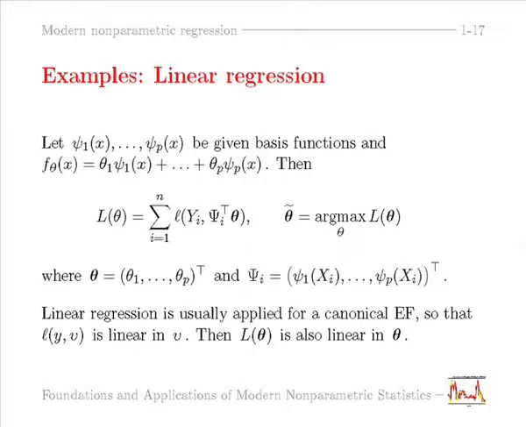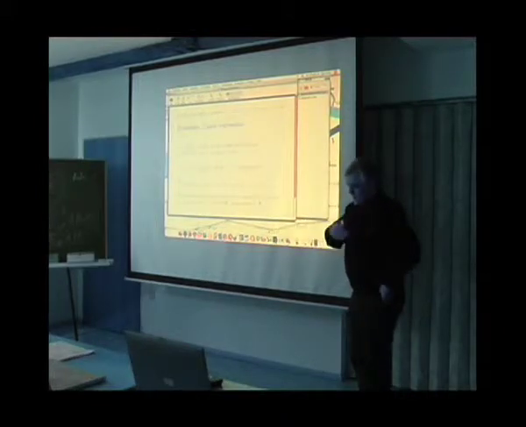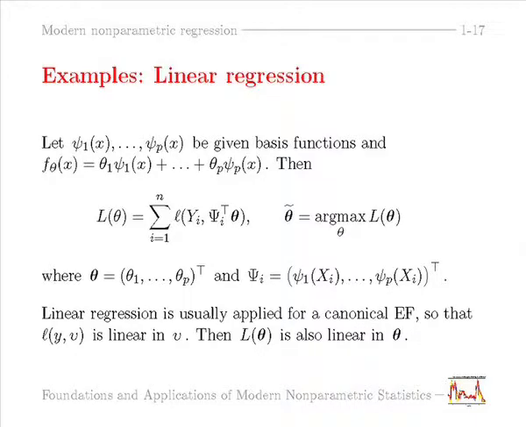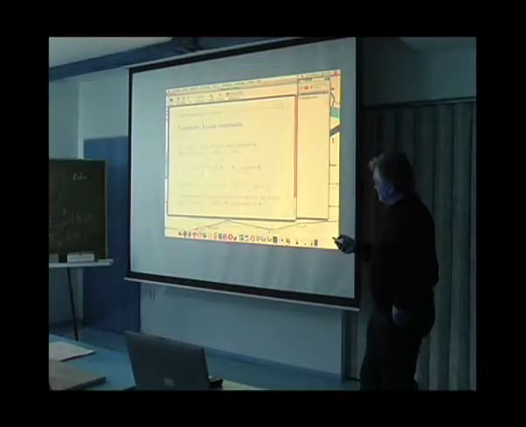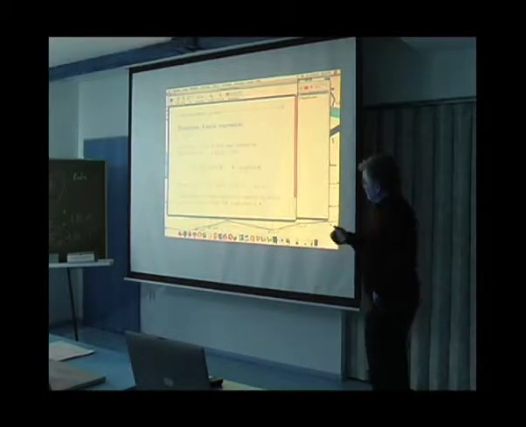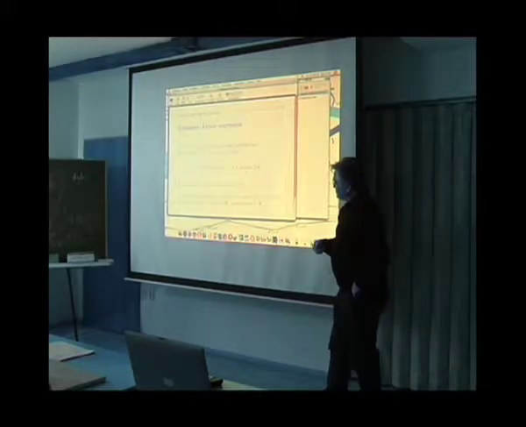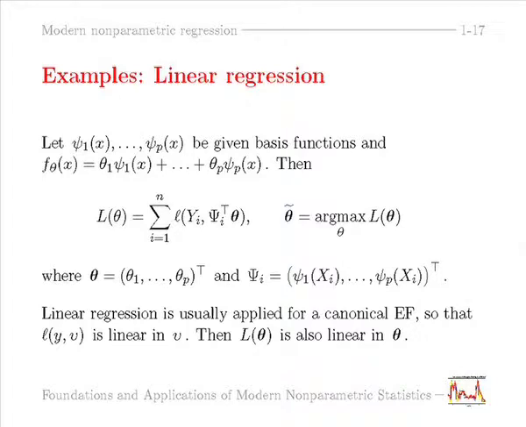Let us look at linear regression for the moment. Take basis functions, given basis functions of fixed order, psi 1 to psi p. The parametric family is f theta equal to the weighted sum of these basis functions with unknown parameter theta. So the likelihood function is given by the sum of the log likelihoods at each observation. We assume, of course, an IID setting. Theta hat is the maximizer, and we know very well the answer.